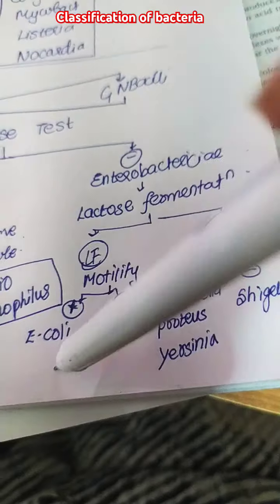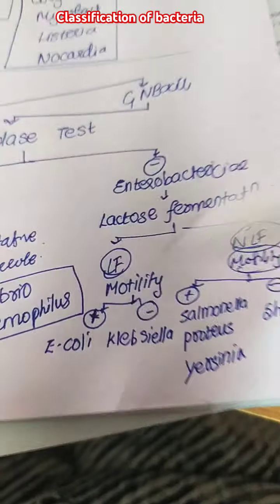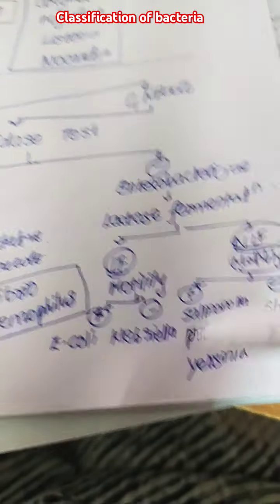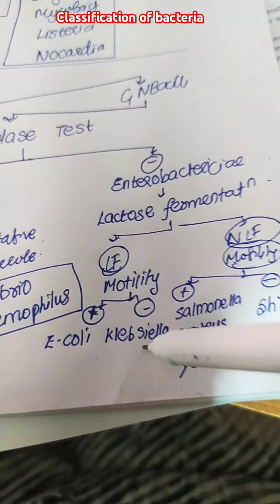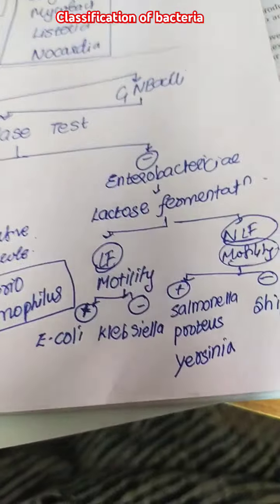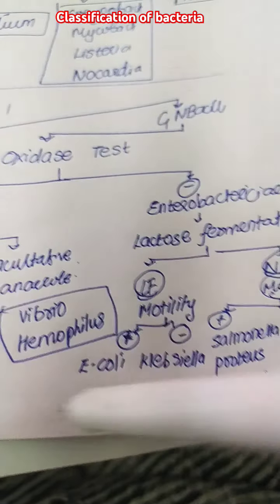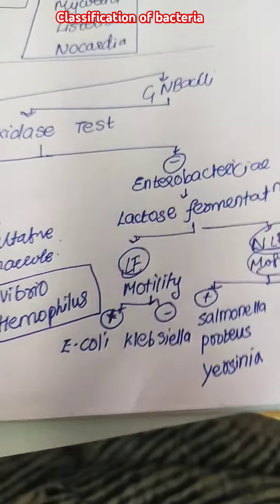If they are motile and lactose fermenting, the best example is E. coli. E. coli are lactose fermenting motile bacteria. That's why they cause UTI. And motility is absent in the Klebsiella and they are also lactose fermenters. So based on the MacConkey agar, which gives pink color, lactose fermentation by E. coli and Klebsiella.